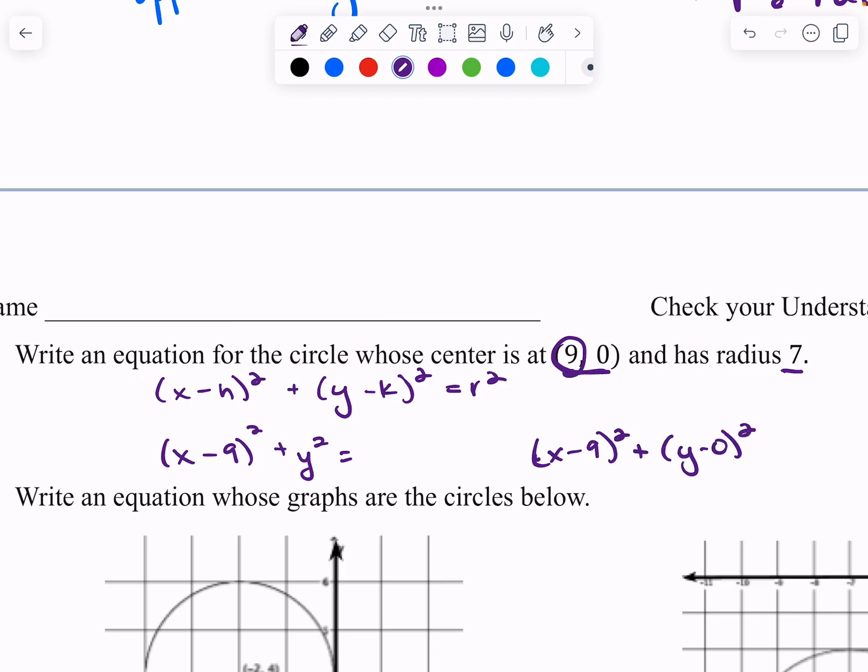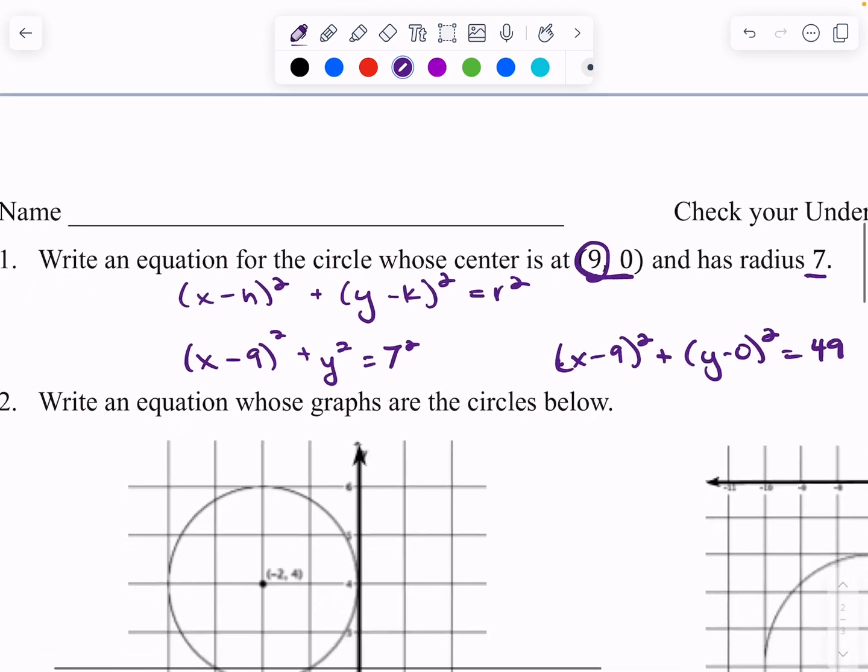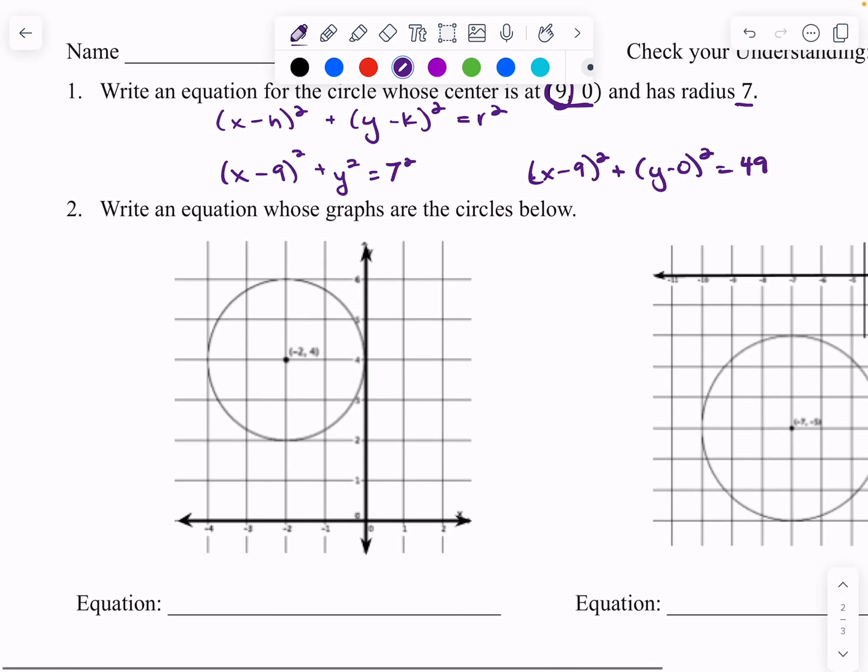Either one is fine, and I could have even made that plus 0 because 0 doesn't really have a positive or negative value. And then I could have written this as 7 squared, or I could have written it as 49. So there are lots of variations of this equation that could be seen as true or as one that will create the same circle, okay? Then we're given one on a graph, right? So we're asked to write the equation. So you can see that this graph has been moved to negative 2, 4, meaning it's translated 2 to the left and 4 up.